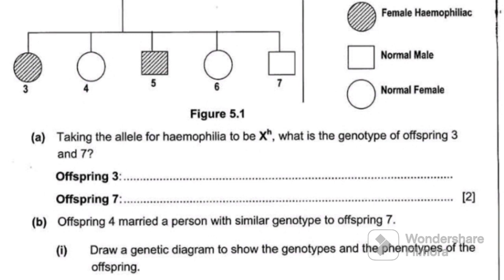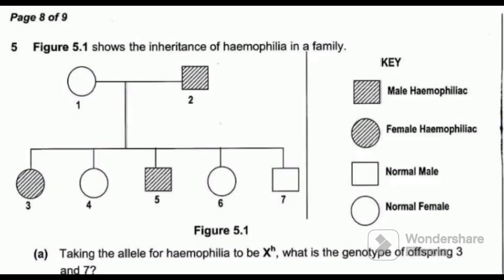Offspring 4 married a person with similar genotype to offspring 7. Let us have a look at offspring 4. Offspring 4 is a circle which is blank, and the circle which is blank is a normal female. Offspring 7 is a square which is blank. A square which is blank is describing a normal male.